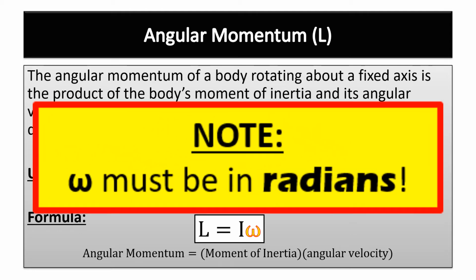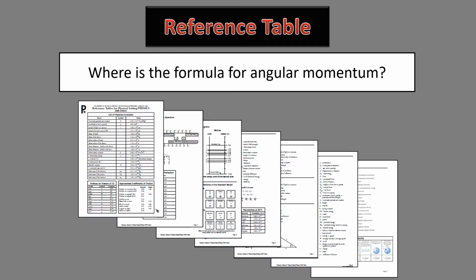So the angular momentum L is equal to I omega. Where is this formula in your reference table?